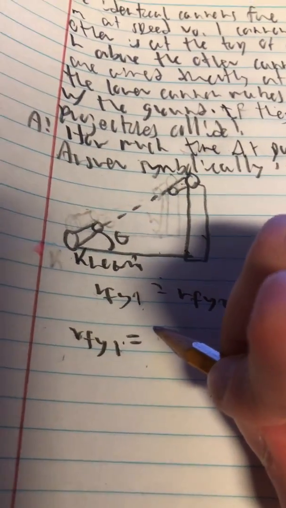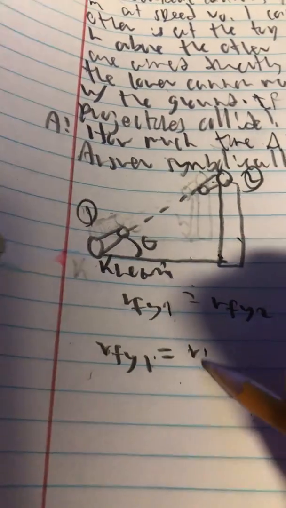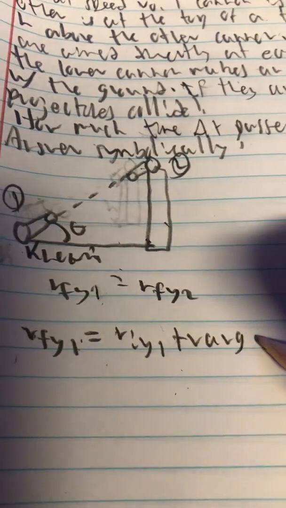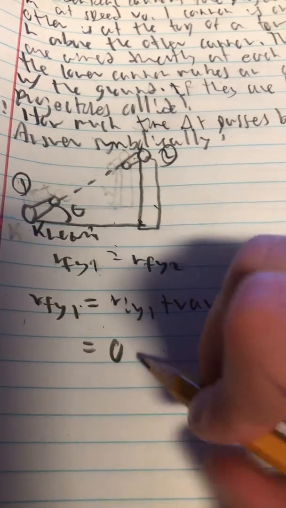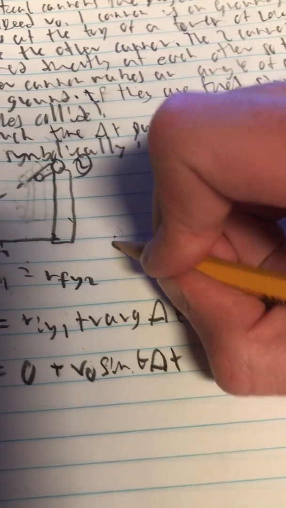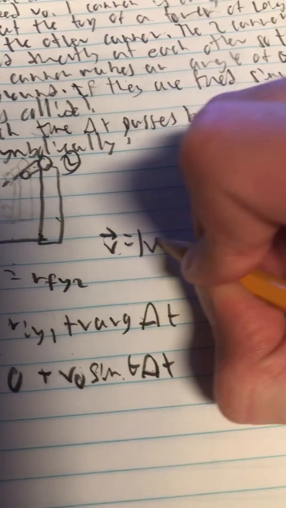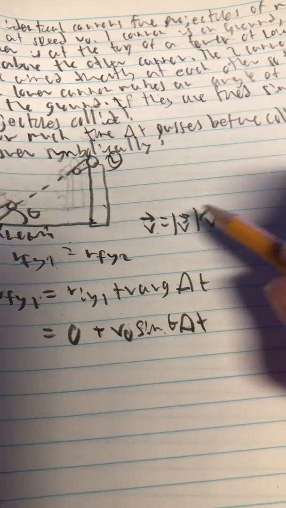And using the position update formula, we can find that the final height for the first cannon, cannon 1, is equal to r_iy1 plus v average delta t. Since it's on the ground, its initial height is 0, and the average velocity is v0 sine of theta, which is the magnitude of the velocity times the direction of the velocity, the magnitude of the vector times the unit vector.